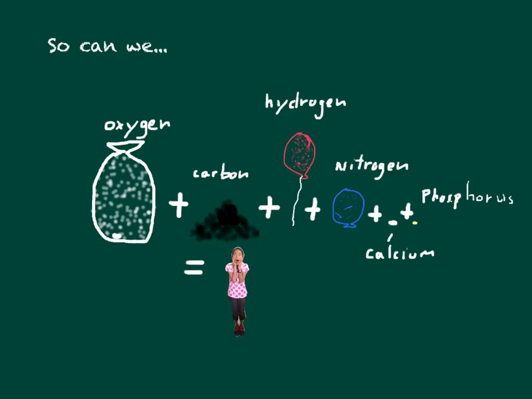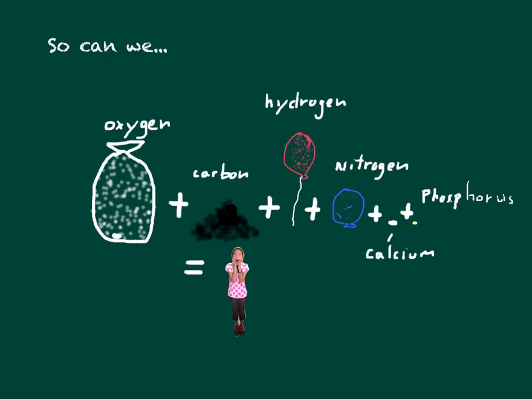But does that mean that we could get a big bag of oxygen, pile of carbon, a balloon full of hydrogen, another balloon full of nitrogen, a little bit of calcium, a teaspoonful of phosphorus, mix them all together, and we get a person? Of course not.